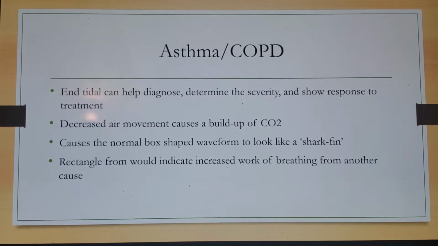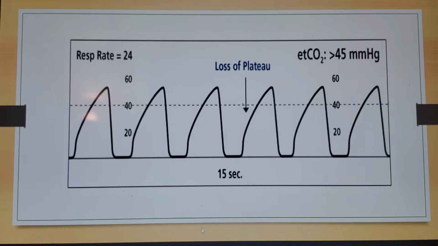In a patient with a history of asthma and COPD that has a more rectangular shaped waveform, that would indicate that there's some increased work of breathing from another source. Say a young asthmatic patient that maybe has a lot of anxiety, if they're using some accessory muscles, very tachypneic, and then you look at their waveform and it's a normal box like anything else, then you know that there may be some anxiety or hyperventilation component to it, which is obviously very useful.